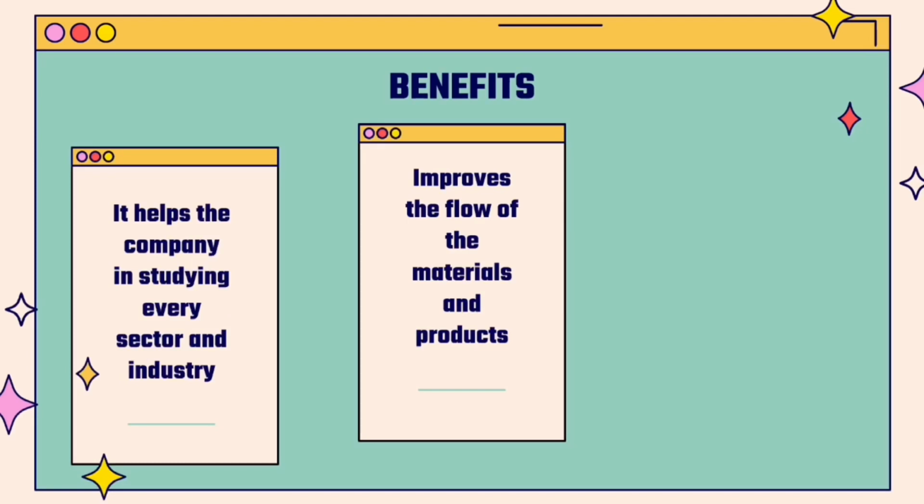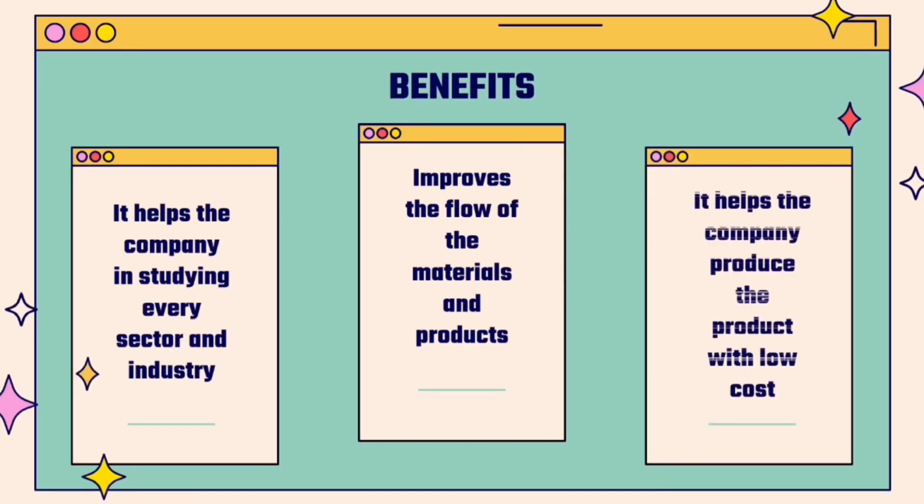Thus, by implementing the value chain analysis in a company, the flow of the materials and also the product can be improved, and it can be done through accurate forecasting of sales and also the demand. By doing so, the company will not have a problem of insufficiency of materials, as the company already forecast the demand of the customer.